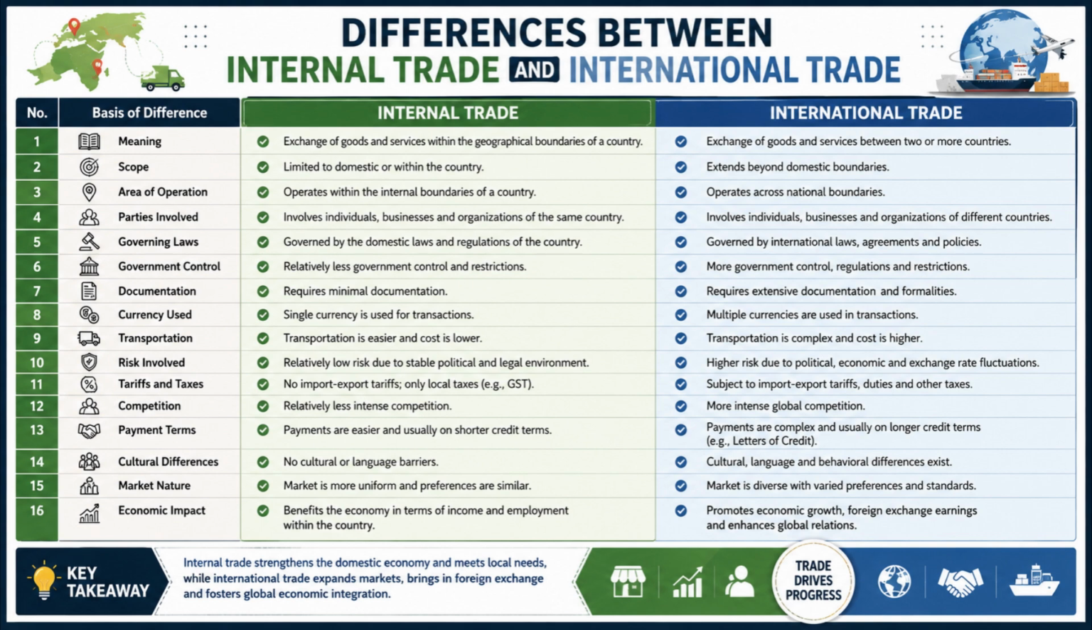Number 15. Internal trade serves a relatively uniform market with similar preferences, whereas international trade serves diverse markets with different standards, tastes, and demands. Number 16. Internal trade contributes to employment and income generation within a country, whereas international trade promotes foreign exchange earnings, global economic growth, and stronger international relations.